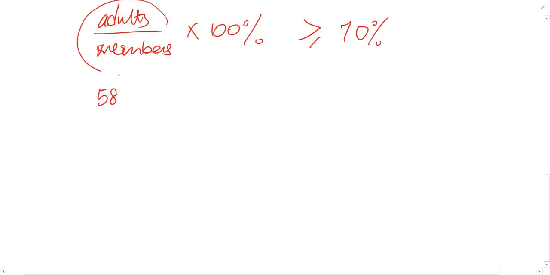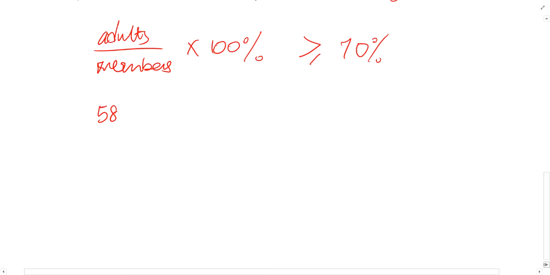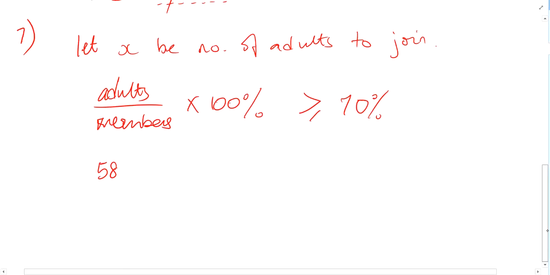Now, this over here will be the final number of adults with the final number of members. So, final number of adults will be 58 plus. Number of adults. At the moment, they only have 58 adults. They have 37 children. Finally, how many adults do they have? 58 plus?